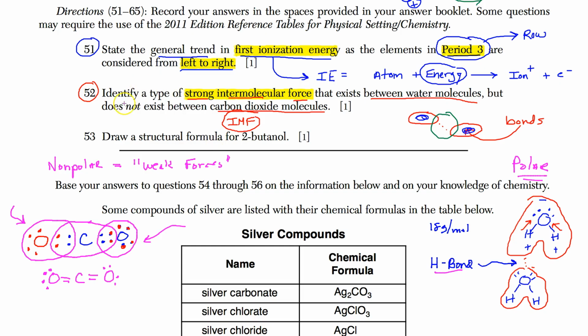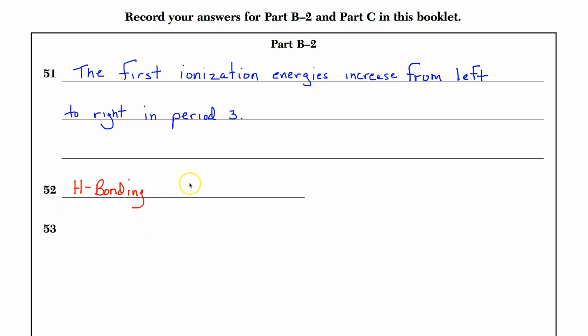Now let's look at the question again. Identify the type of strong intermolecular force that exists between water molecules but does not exist between carbon dioxide. They don't say why. So H bonding exists between water molecules, but it does not exist between carbon dioxide. And knowing why helps you come up with the answer, because this is nonpolar. So let's get this down into the answer booklet. So 52 is H bonding.